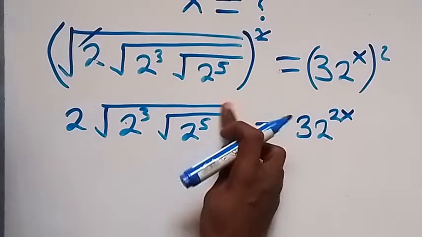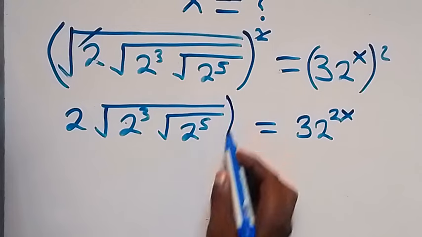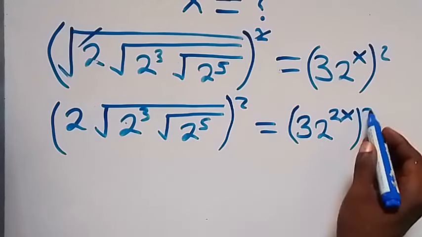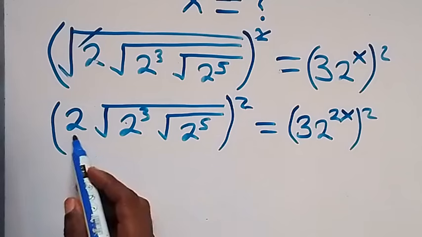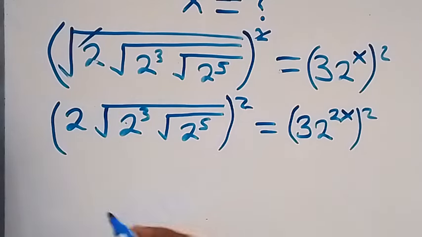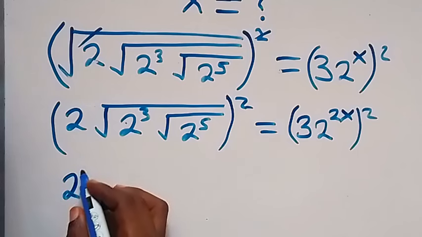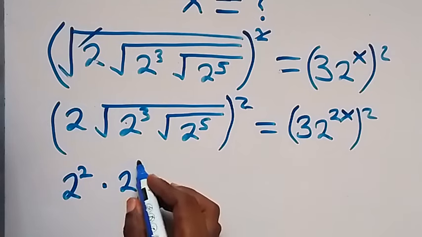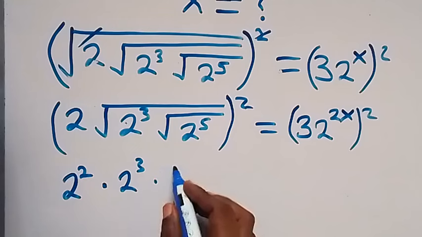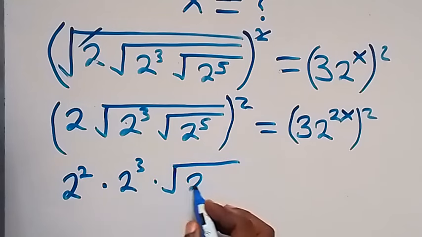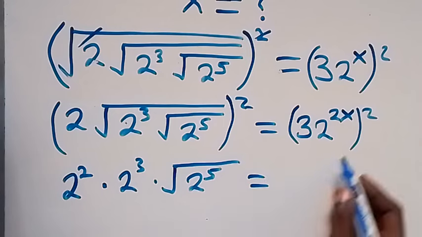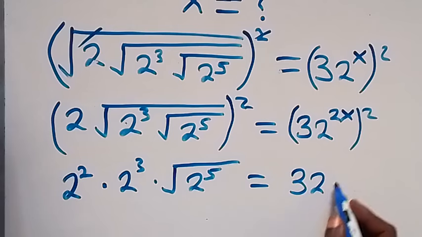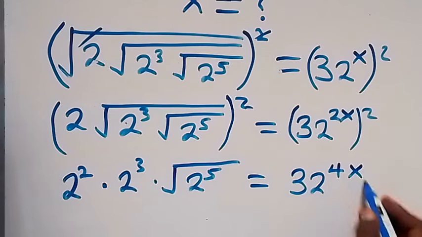In the next step, let's square both sides again. We square this side, also we square this side. This square affects 2 and the square root, so this becomes 2 squared. Then this square cancels the square root, so times 2 raised to power 3, then multiplied by root 2 raised to power 5, which equals 32 raised to power 4x, multiplying this power by 2.